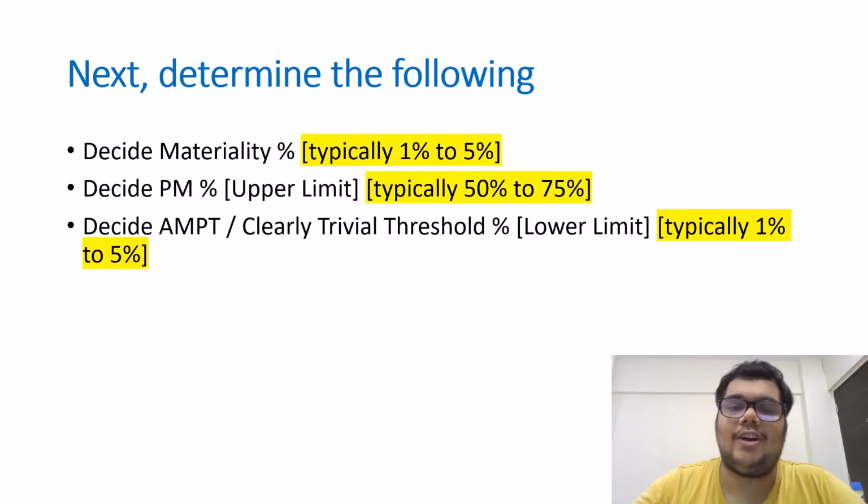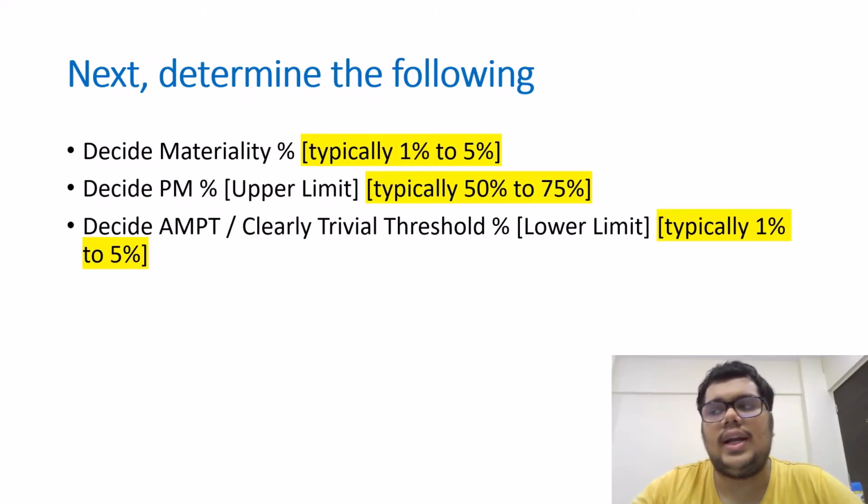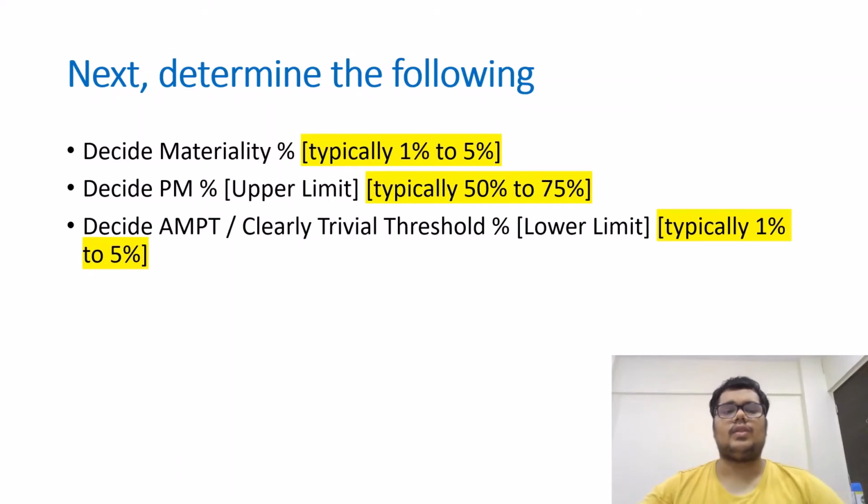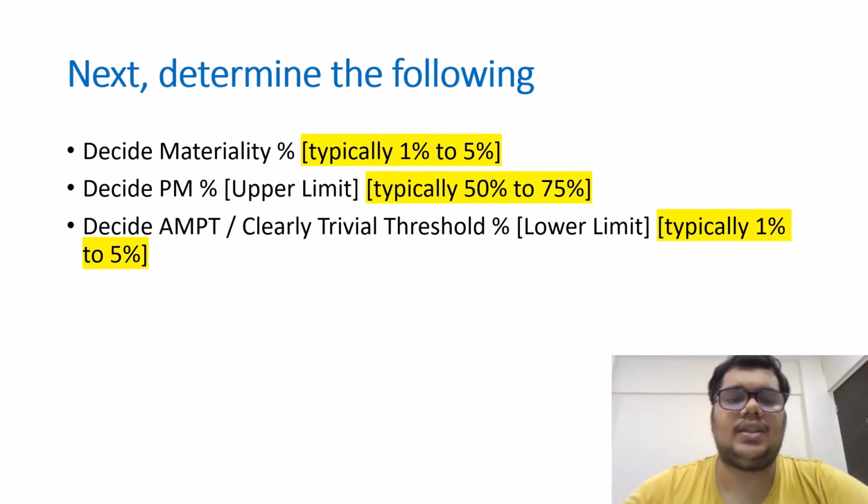Typically, it is 1 to 5 percent. So let's say your benchmark of PBT is 5 lakhs. If you apply 5 percent, you will get 25,000. That will be your materiality. Next, decide the performance materiality percentage, and the last step is to decide AMPT.